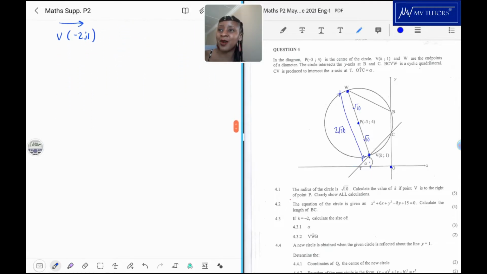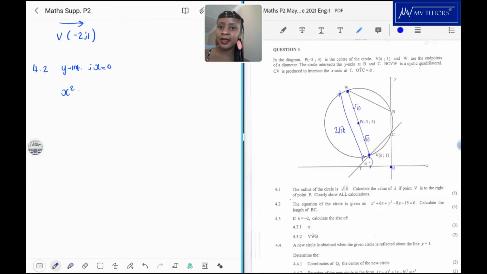Nice, 5 marks. Okay, 4.2. The equation of the circle is given as that. Okay, so calculate the length of BC. If you look at BC, it's on the y-axis, right? Those are the y-intercepts. And I know that if I'm calculating the y-intercept, then x has to be equal to 0. So I'm just going to write down that equation.